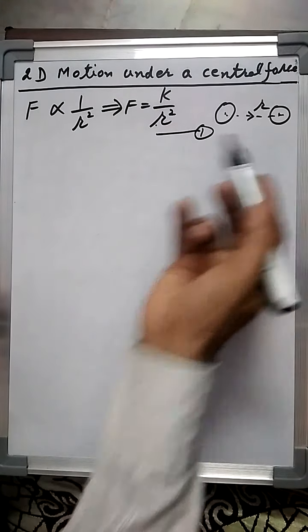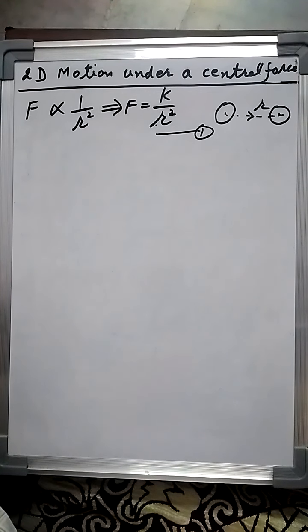This force may be gravitational force, or it may be electrostatic force. For example, Earth is revolving around the Sun due to gravitational force, and this can be called a two-dimensional motion under a central force.